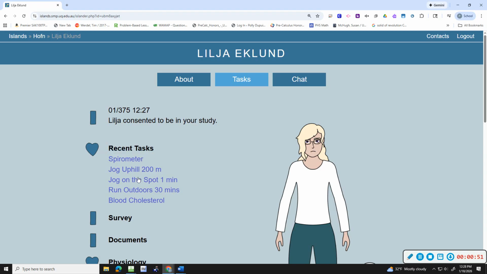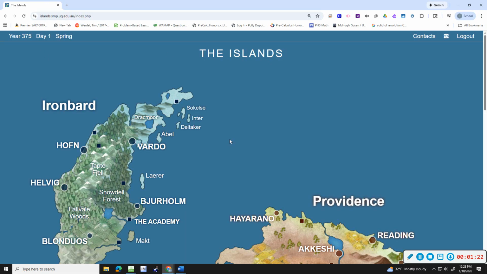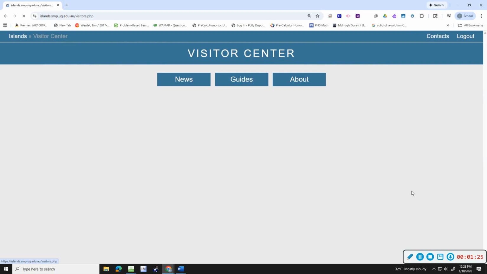I've run a couple of these tasks, and you can see I've given them a spirometer, which measures their pulmonary function. I've also had this person jog uphill, and then I've remeasured their spirometer reading to see if there was a change. So what you're going to do is find a treatment, make sure the islander is consented to your study. If they happen to drop out of your study, you just go with fewer and fewer subjects in your sample. Make sure that you understand how the islanders work, and you can do this through the visitor center.